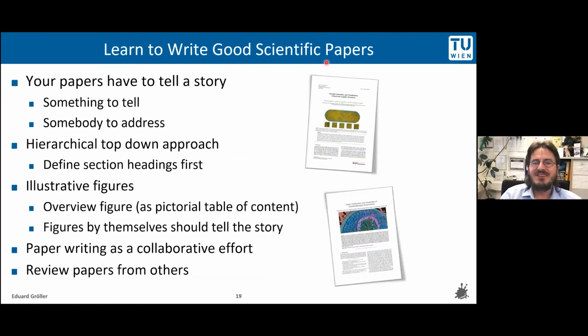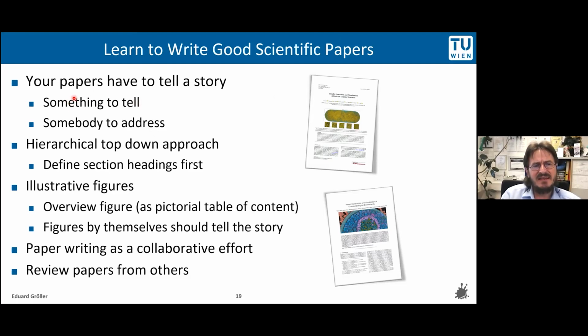Learn to write good scientific papers. And your paper has to tell a story. It's a publication, which means it has to address a certain group of people. And you should think about which people these are. Again, if you're giving a talk, you should think about who the audience is. What are they educated in? What do they want to know? So you have to really carefully think about that. And then how are you telling this?